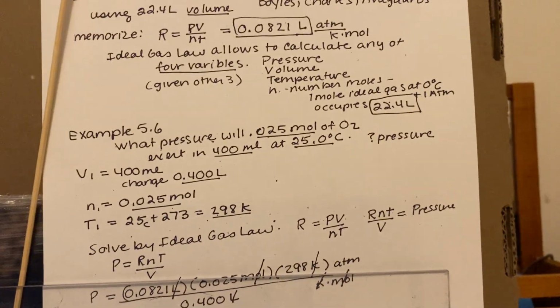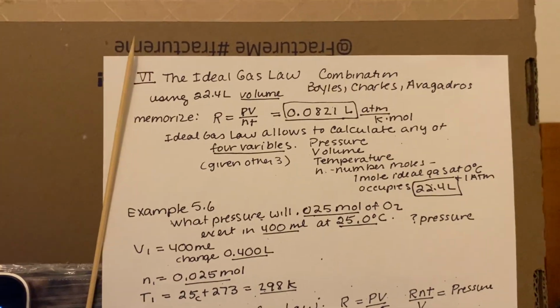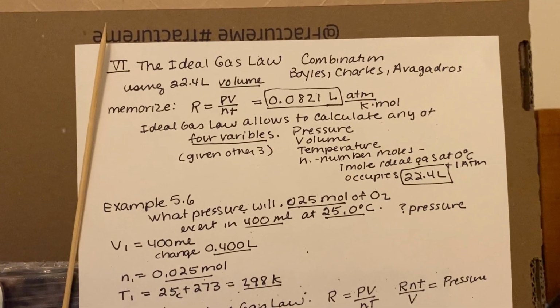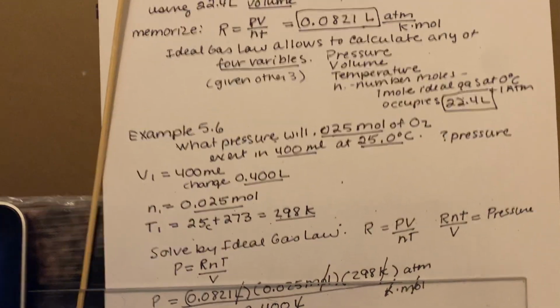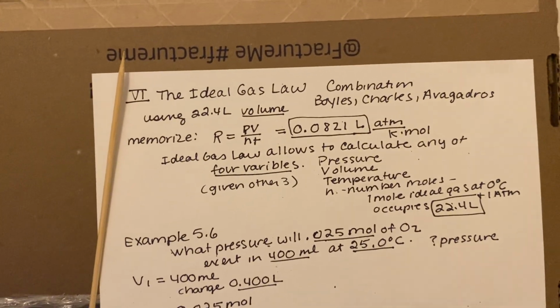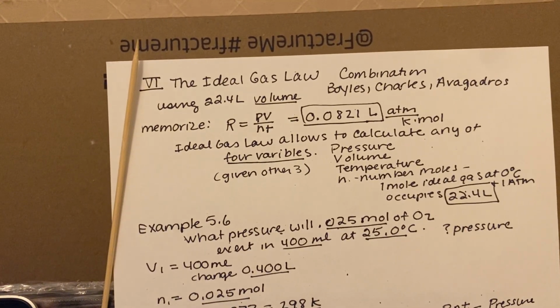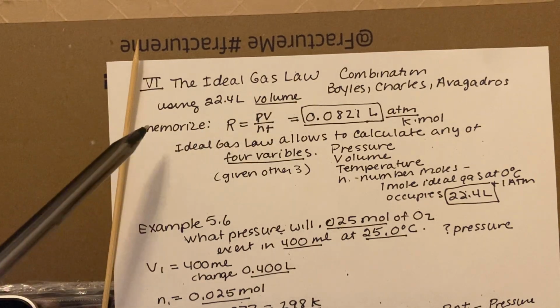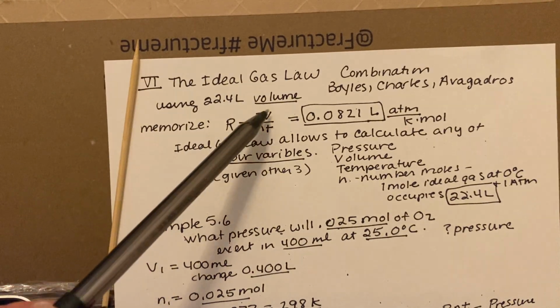the ideal gas law is a combination. Let me see if I can pull this up a little more so you can see it better. There we go. The ideal gas law in combination. It's going to combine Boyle's law, Charles' law, and Avogadro's law. Those are the 3 laws that we learned so far. We did have Gay-Lussac's law, but he didn't really have a law, he just had an observation. So here we have that volume now because of Avogadro's, using 22.4 liters as the volume.